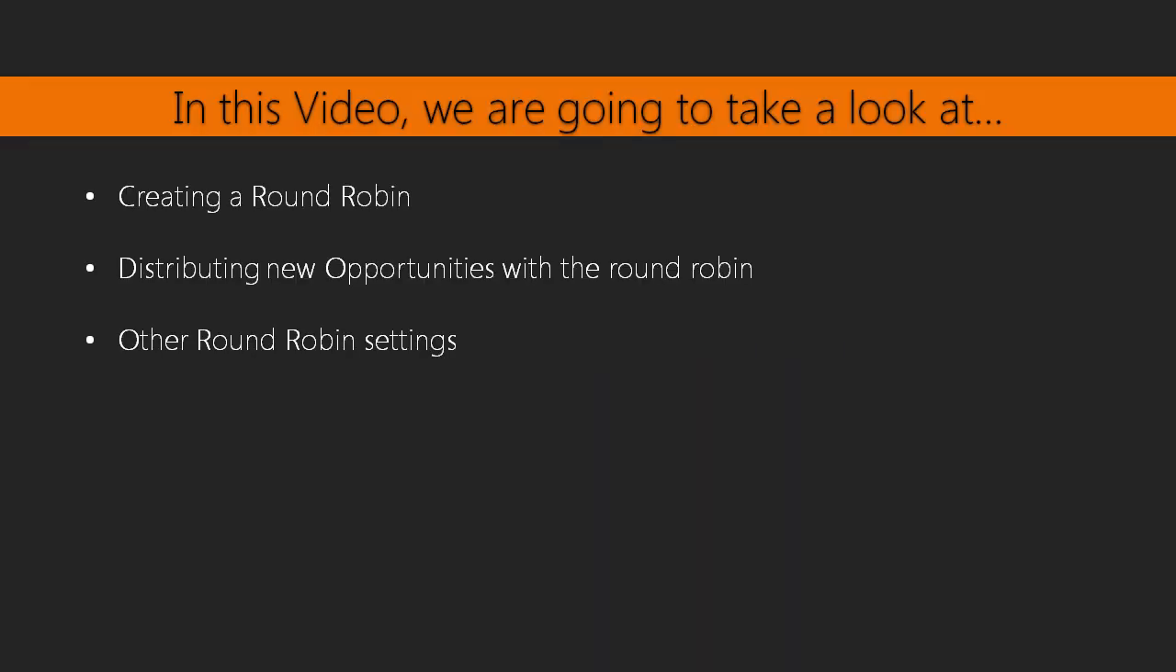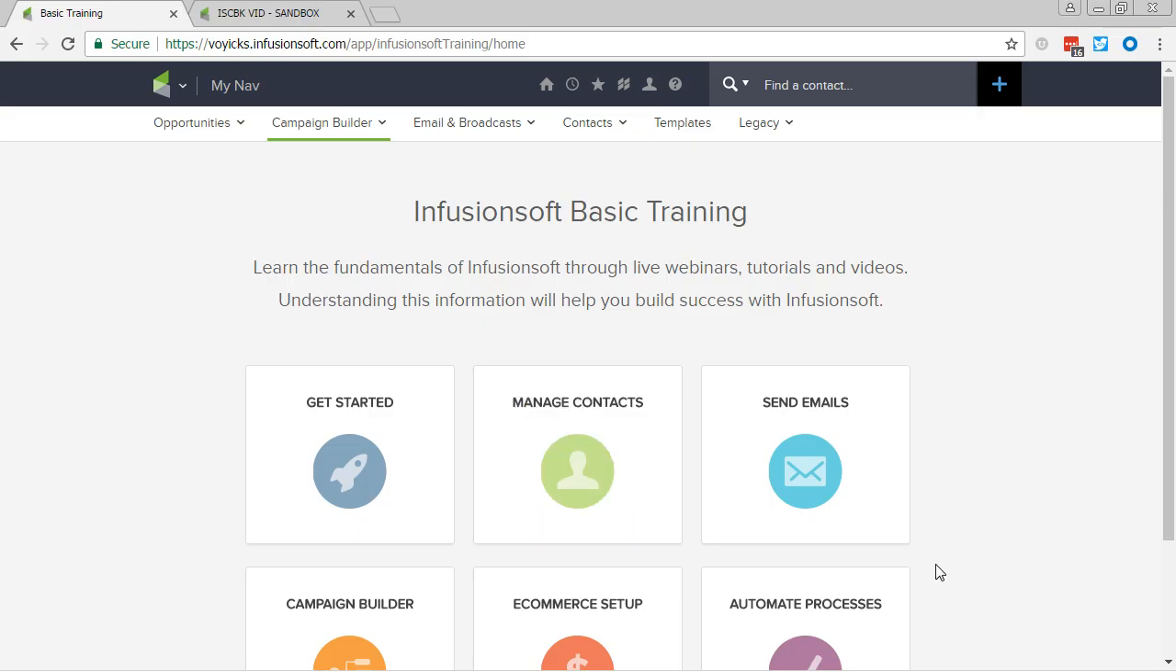So specifically, we're going to look at creating a round robin, distributing new opportunities using that round robin, and then some other settings. At this point, we're assuming 2 things. We're assuming you've got a contact us form on the website already, and we're assuming that you have 2 sales reps that are trained up and their dashboards are set up and they're good to go.